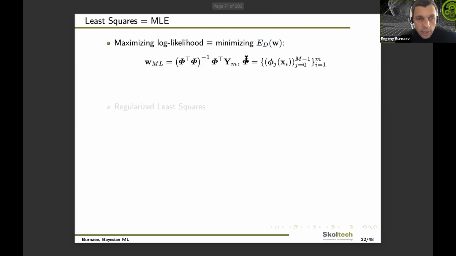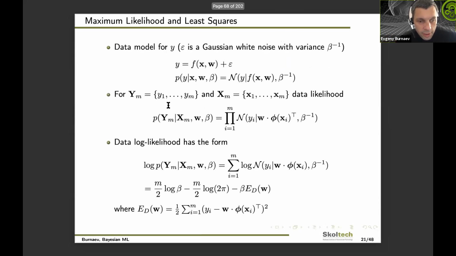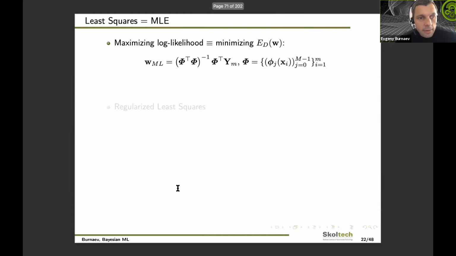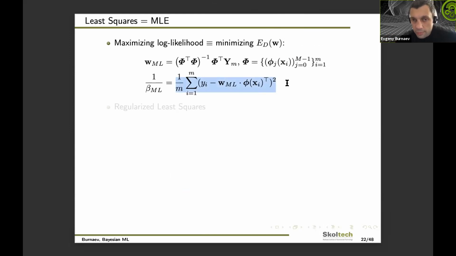So F capital here is a matrix containing values of the basis functions evaluated on sample points x sub i. So it is the matrix of size m small by m capital. And if we maximize this log likelihood with respect to beta, we will get the following maximum likelihood estimate for the variance of the white noise.